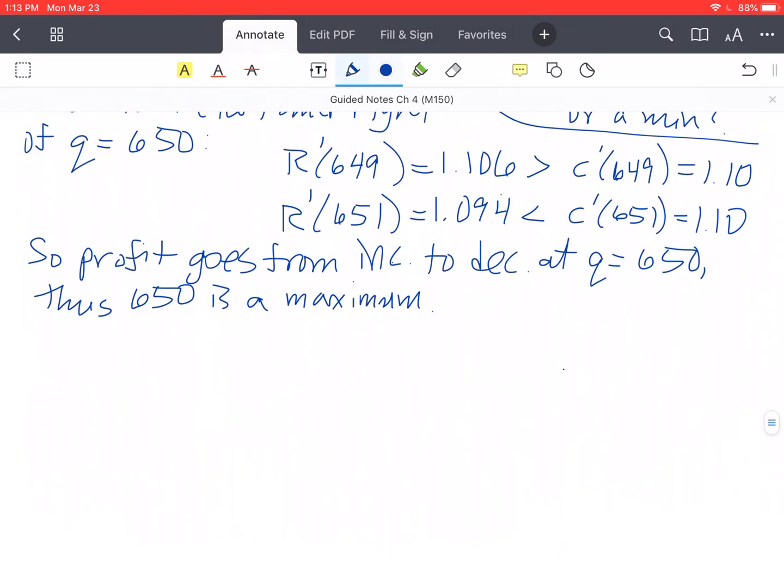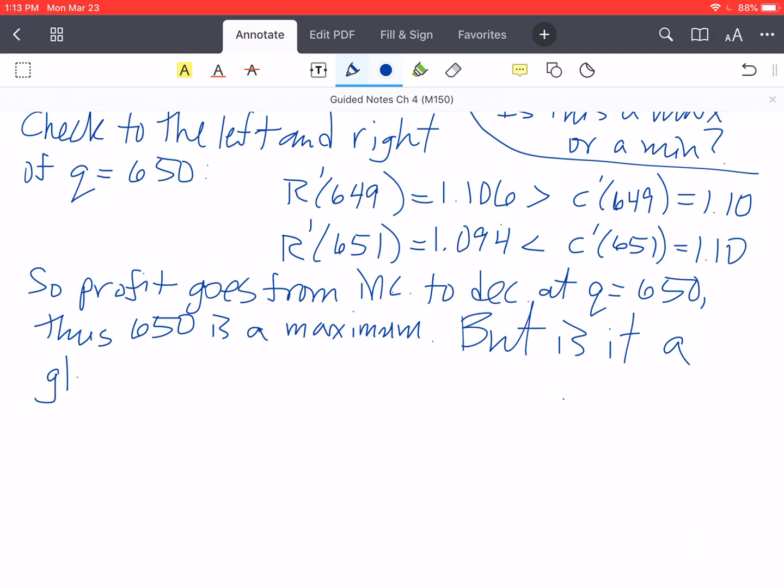But the question is now, is it a global max? Okay, so is it the absolute biggest value that they could have for profit? And that's something that you want to know, right? Because if you say, oh, well, it's a maximum value, the company would say, great, that's wonderful. And then you say, oh, but it's not the absolute max. You could have made more money somewhere else. Well, actually, I want to know that, if I'm trying to make profit. So we need to also check the endpoints.